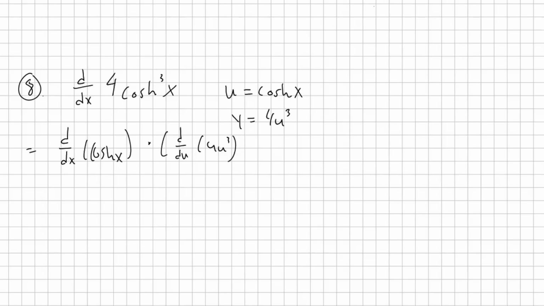Okay, so now we have the derivative of cosh x, which is going to be sinh x, and the derivative of 4u cubed is going to be 12u squared. So we can sub our things back together. I'm going to bring this up front because it has a square, so it's going to be 12 cosh x squared, so 12 cosh squared x multiplied by sinh x. And that is it to solving this one.